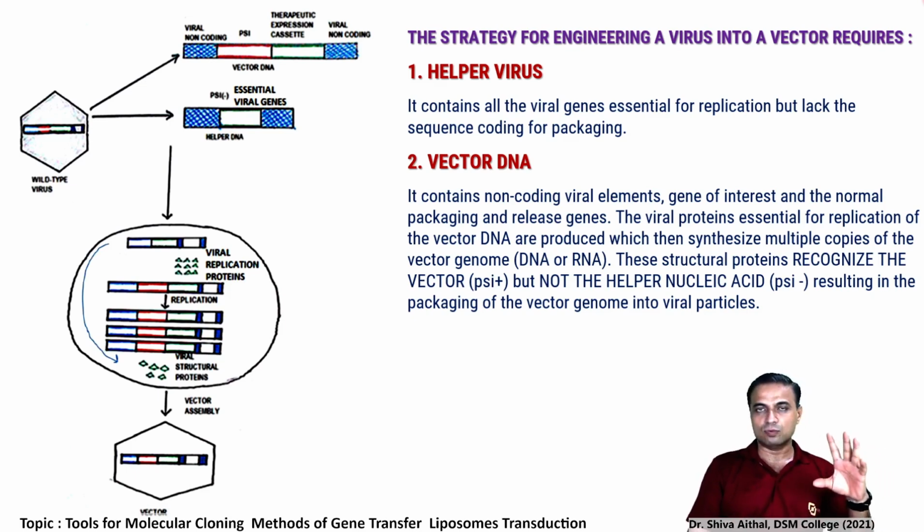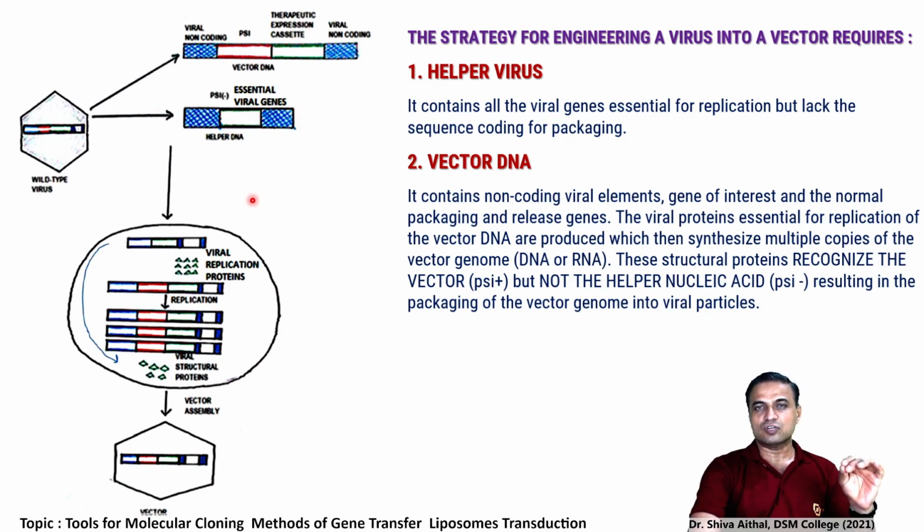This requires two components. One is the helper virus and another is the vector DNA. As you can see, this is a helper DNA which comes from a helper virus. This is called psi negative, and psi positive is the vector DNA. Now this virus which contains the expression cassettes and the viral non-coding genes, these viral non-coding genes are removed, and the essential viral genes are allowed to fuse with the vector DNA. Helper virus or the helper DNA contains all the viral genes essential for replication.